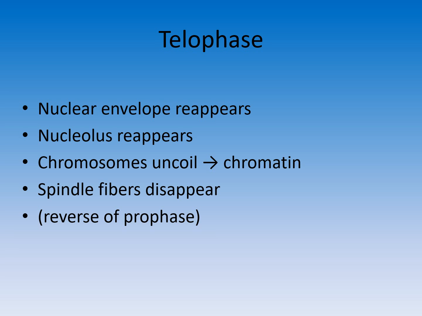And then telophase is essentially the opposite of prophase. The nuclear envelope reappears, the nucleolus reappears. Those chromosomes that were tightly coiled up, your ball of yarn, it's going to uncoil back to the chromatin form, the long stretched out form. The spindle fibers are also going to disappear.